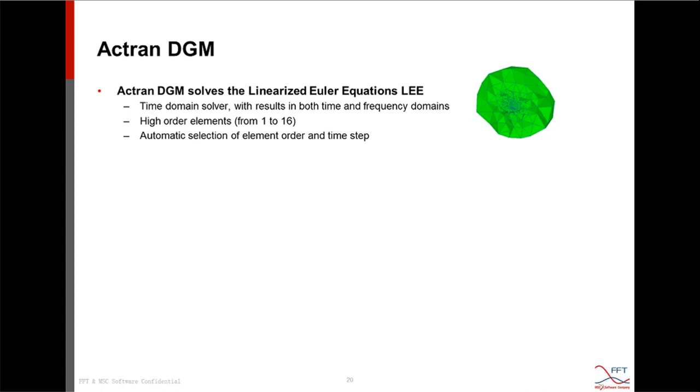and it solves a linearized Euler equation, or LEE, which is different from the Helmholtz equation that the classical Actran solver solves. And as it's a time domain solver, sorry, I didn't mention the element order. Each element has a different order ranging from 1 to 16, and the code is able to select the optimum element order and time step.